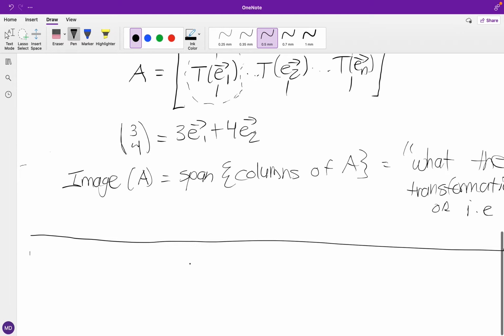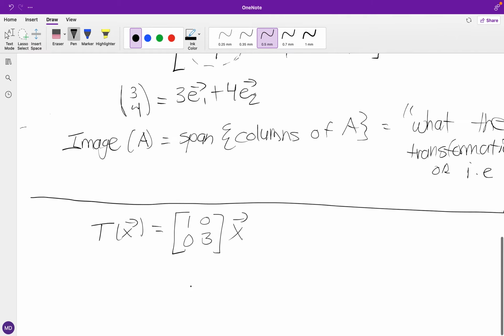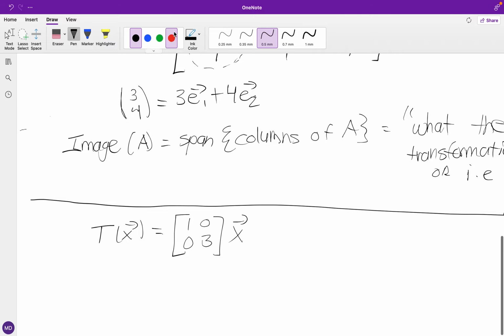Now to finish up the video, I'll do a quick example of a linear transformation, and hopefully this will be a sufficient quick review for linear transformations. So suppose we have the transformation T of x is equal to the matrix 1, 0, 0, 3 times x. Now remember, this here, let's use blue so it's not so monochromatic, this here is our A, right? And this is our x. So T of x equals Ax. It's still the same general form.